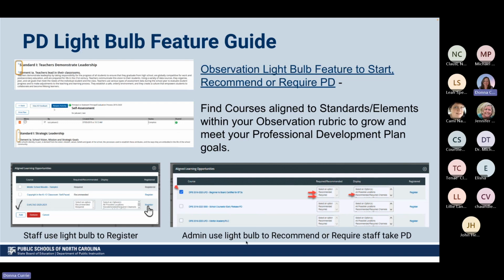Once you as an administrator click on the light bulb, it's going to take you to a list of courses. You can decide if you want to recommend or require that course. Then you can decide how you would like to display that option, and then you can register them for that course as well. If your teachers want to take their own course, all they would need to do is check register. They will not have as many options as you would, but they can also take courses as well, and that is built directly into that observation with that rubric.